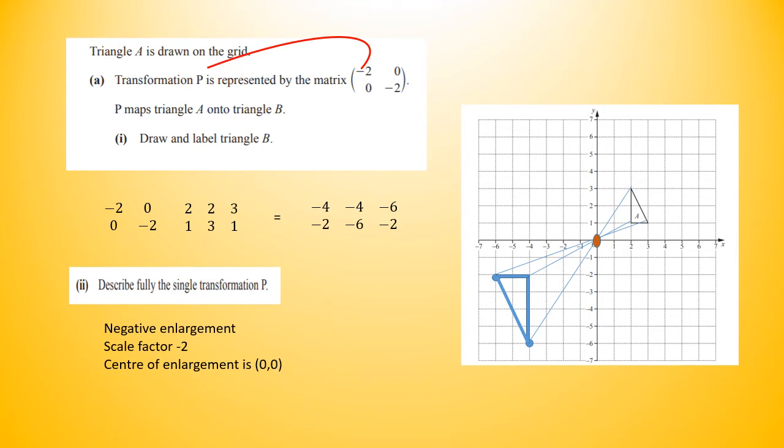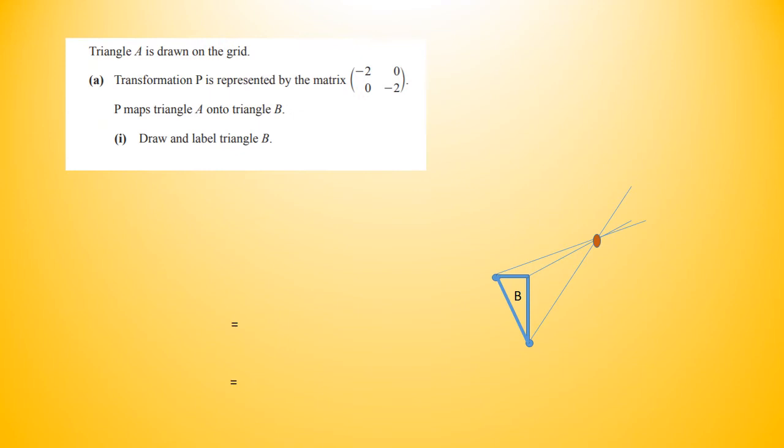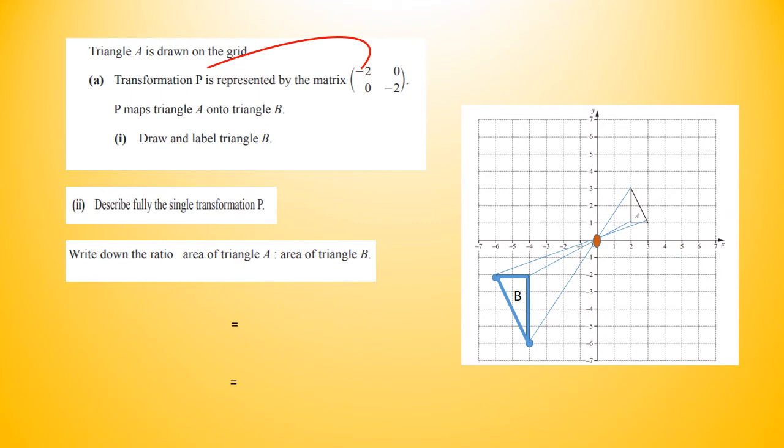Next part of this question is, write down the ratio of the area of triangle A to the area of triangle B. In this case, we know that the length of one side divided by the other side, I'll call this length 1 and length 2, whole thing squared, is equal to area 1 over area 2. So it is 1 over 2 whole thing squared.